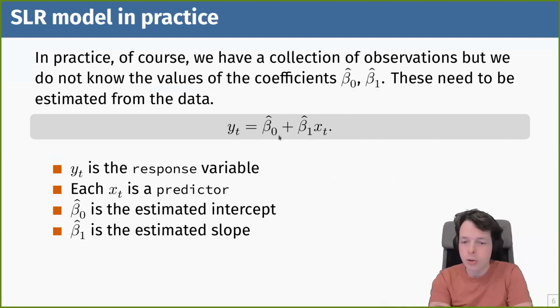Now, usually we don't know what those coefficients are, so when we make a prediction, we estimate those coefficients in order to make a prediction of yt. And I would also like to see a little yt hat here for when we're making a prediction because we don't know what the error is.